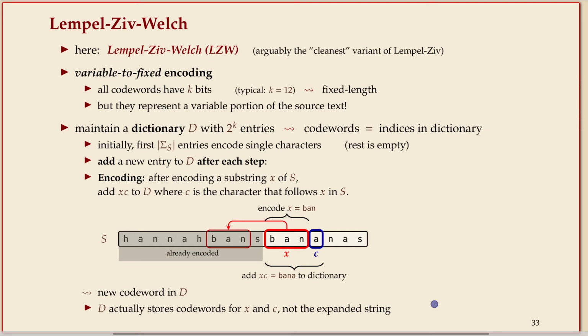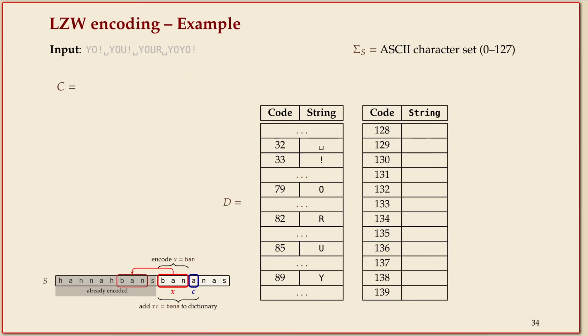The trick here is to make this so that the decoder can also replicate the same process. And so you have to be a bit careful in doing that. But we'll see how that goes. Let's do an example, explain the algorithm on an example, and that might make it a little clearer how this works.